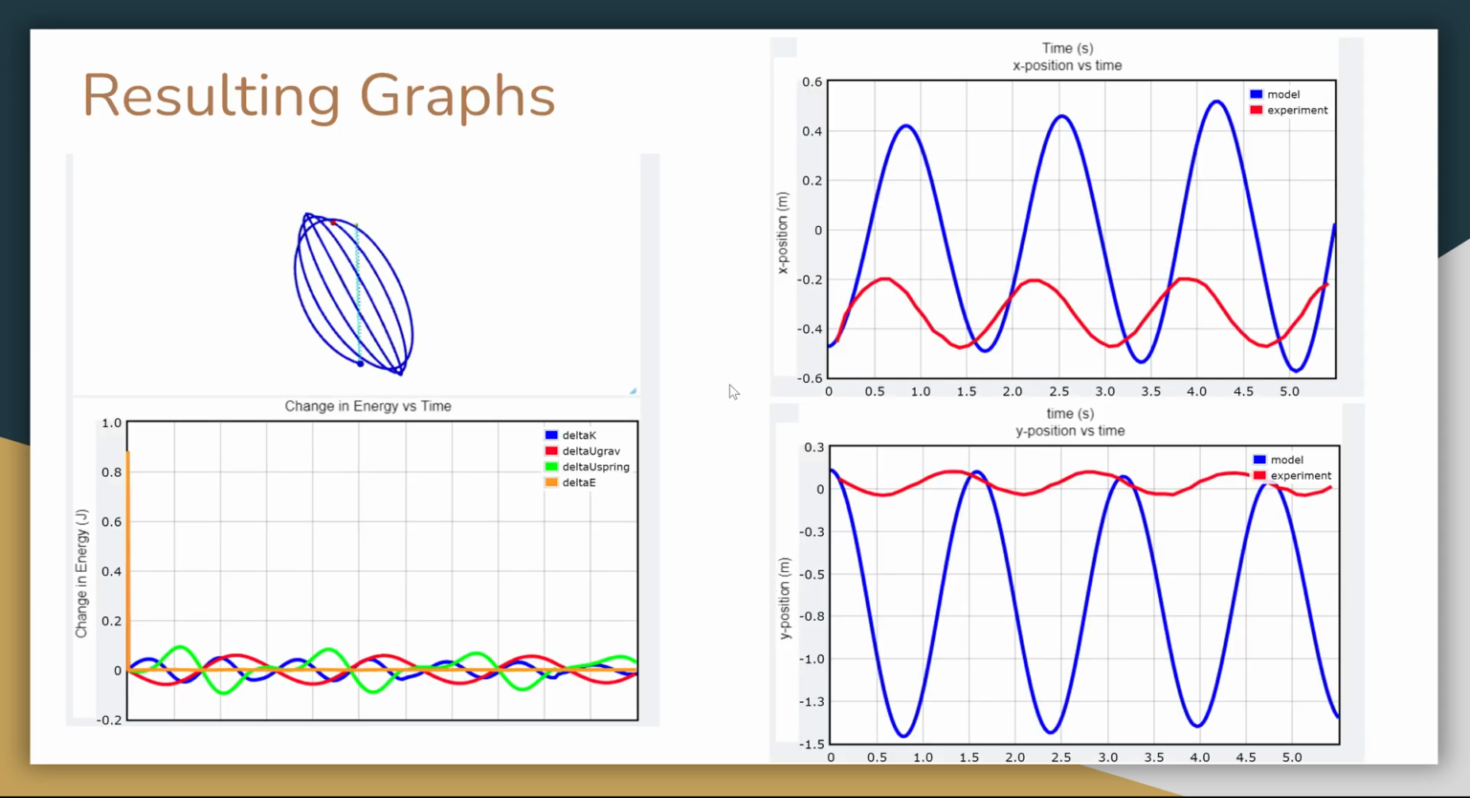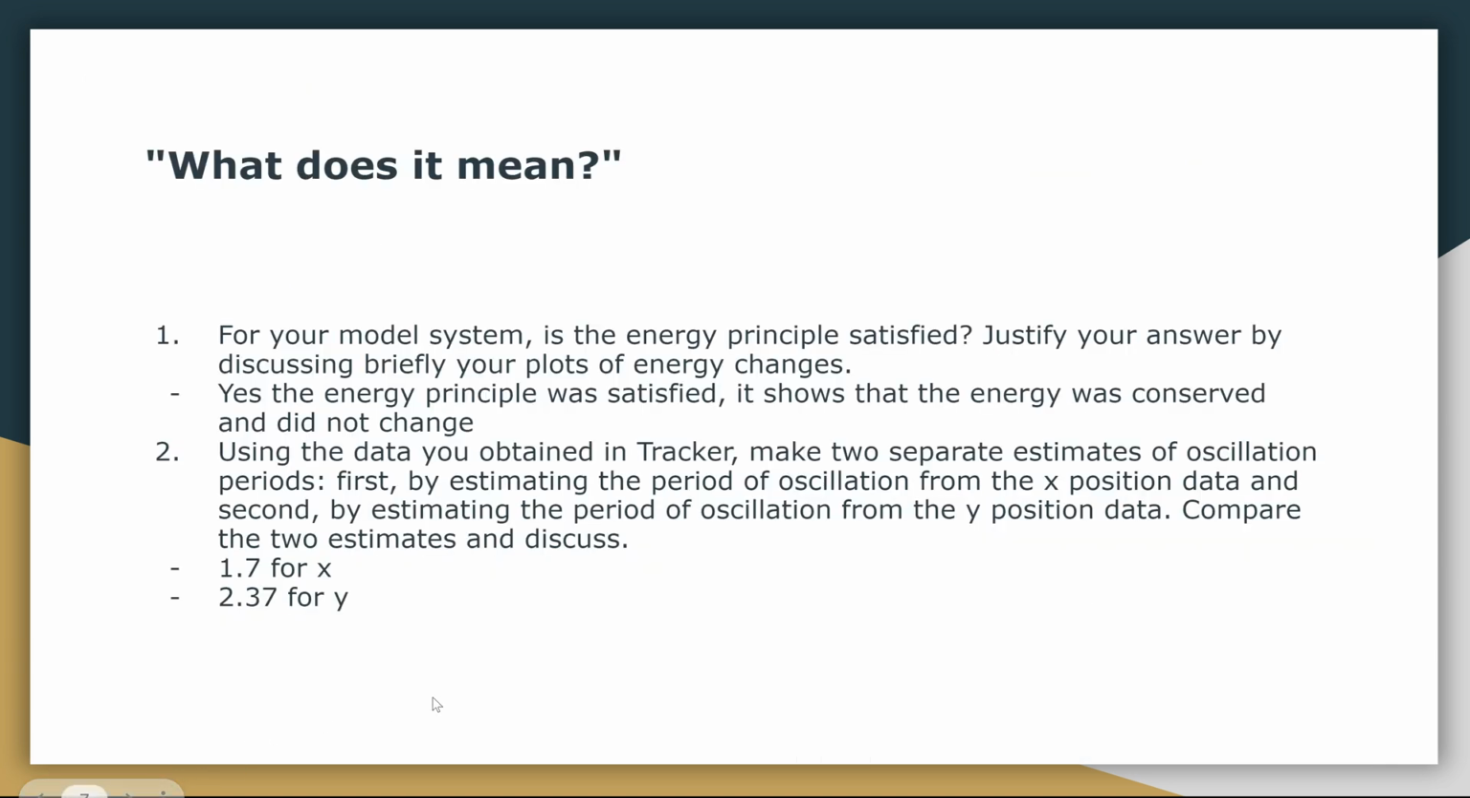And here are the resulting graphs, where you can see that delta E remained 0. And what does it mean? Questions. So for the first question, yes, the energy principle was satisfied. It shows that the energy was conserved and did not change. And you can see from the previous slide that the delta E remains 0.